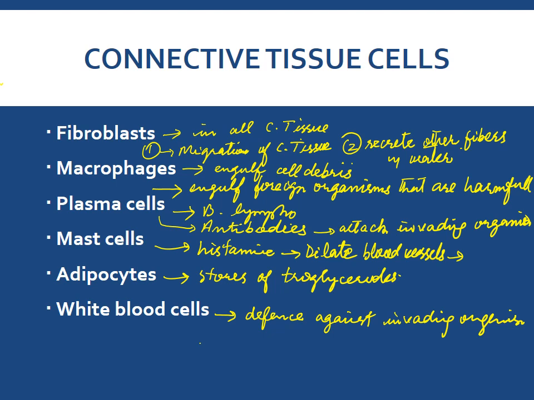Then are the connective tissue cells. These are the basic types of connective tissue cells. The first are the fibroblasts. These are flat cells, and these are present in all connective tissue.